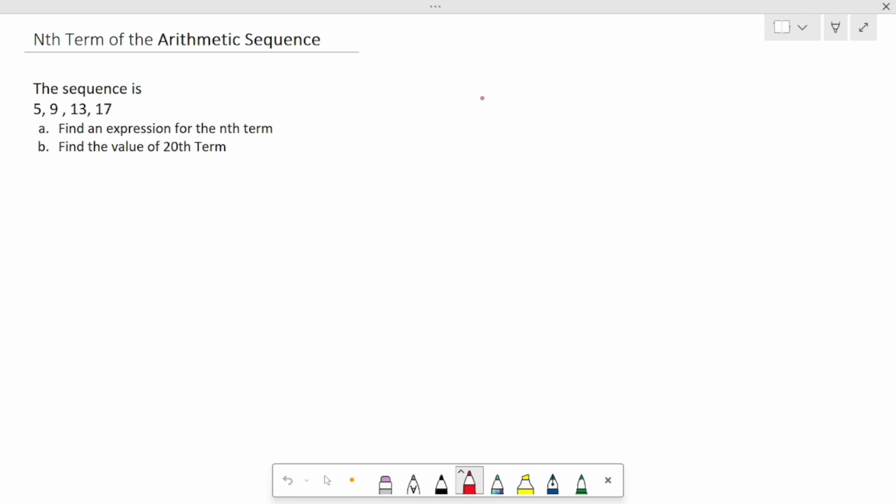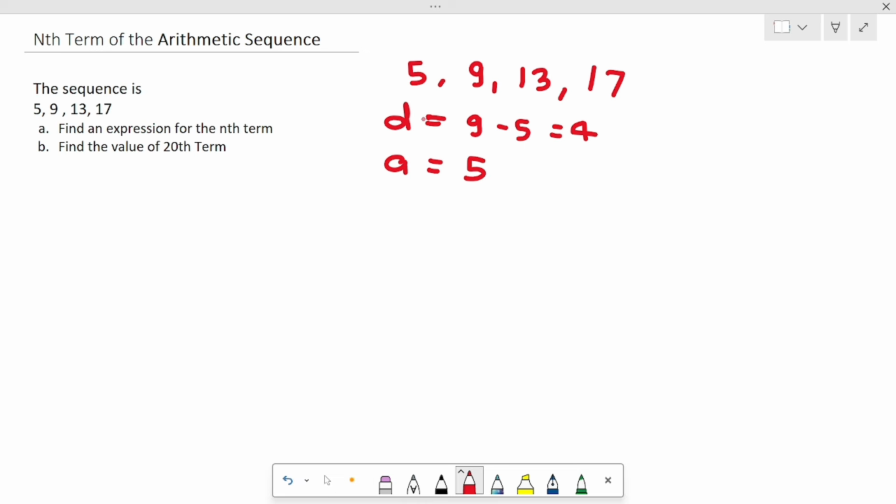The sequence is 5, 9, then 13 and then 17. In this we can see there is a plus 4 pattern, so the common difference is always going to be the same. 5 plus 4 is 9, 9 plus 4 is 13. So D, I can take 9 minus 5 or 13 minus 9, anything, this is going to be 4. So we have D, and now we have to identify A, which is the first term, which is 5 in this case.